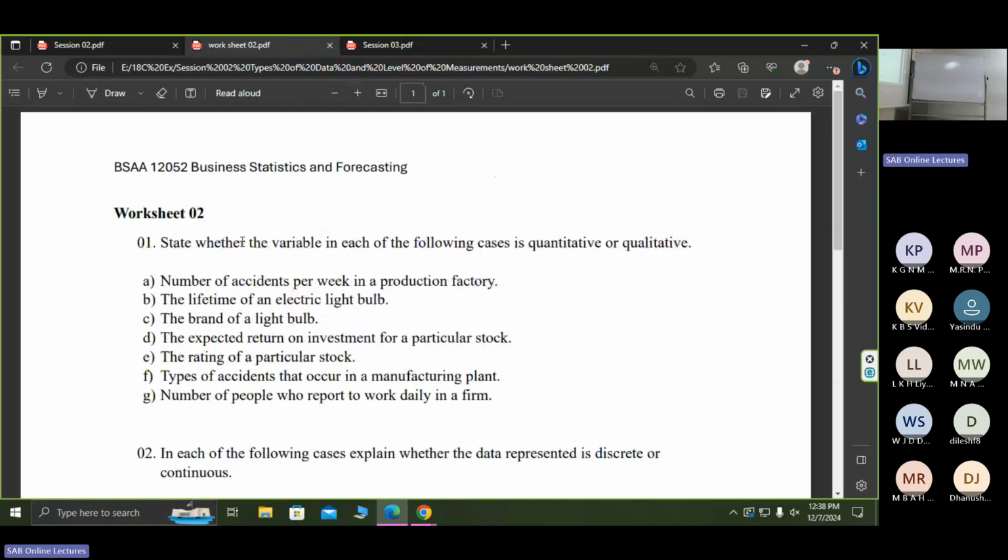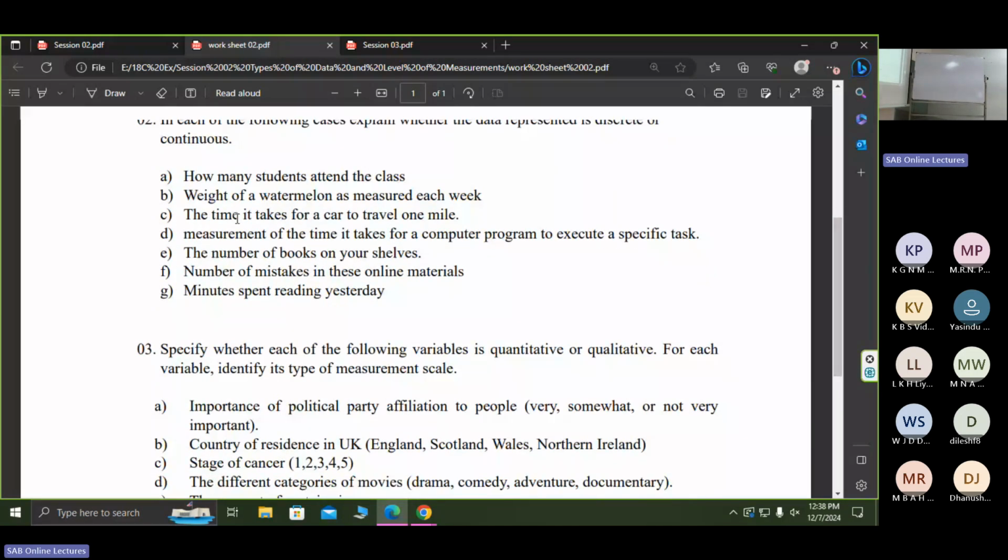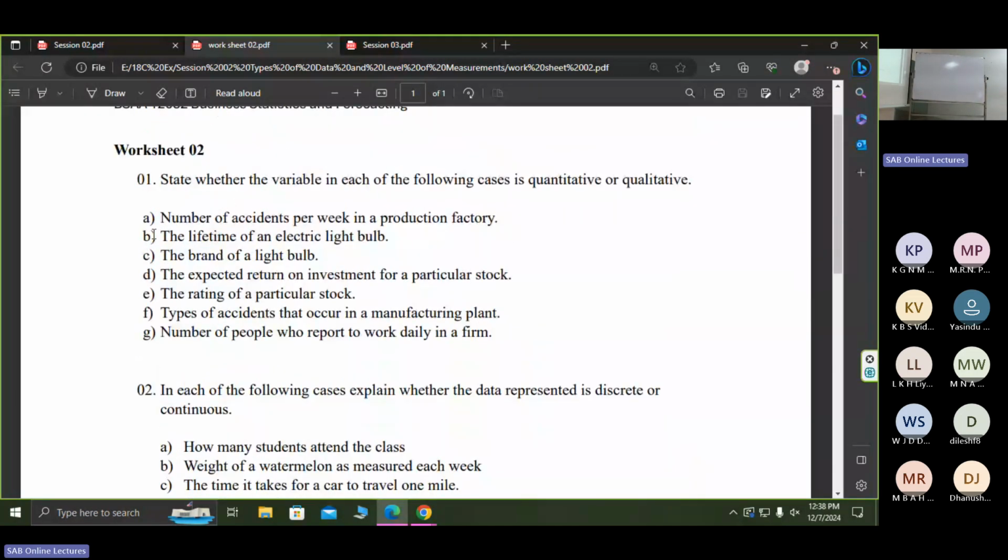Then you identify this. Move into the first question. There are 7 variables. You identify whether each case is a qualitative variable or a quantitative variable. In session number 2, in the first 2 slides we studied quantitative and qualitative. Quantitative means the variable can be measured numerically. If it cannot be measured numerically, we call that qualitative. Then check whether these 7 are quantitative or qualitative.